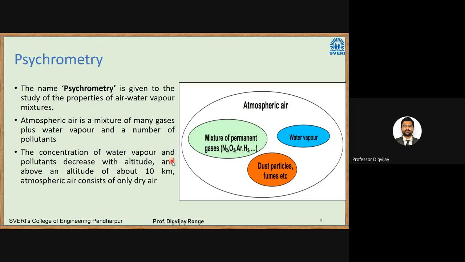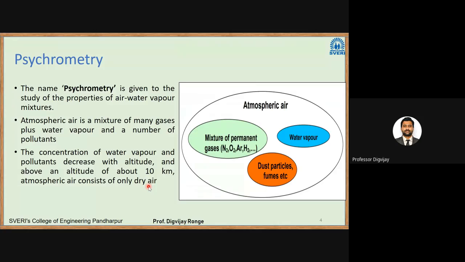The concentration of water vapor and the pollutants decrease with altitude. So this point I already explained to you. This concentration of water vapor and pollutants decreases with altitude, because as the altitude increases, density decreases. And above an altitude of 10 kilometers from sea level, atmospheric air consists of only dry air. The troposphere extends up to 20 to 25 kilometers. In that troposphere, we largely have gases, water vapor, and dust particles. If you take a level of 10 kilometers above the ground, in that case, you will observe only dry air.